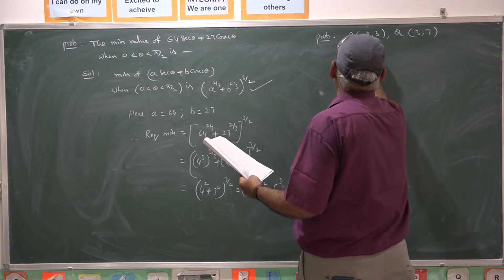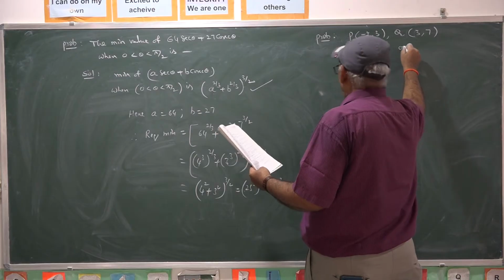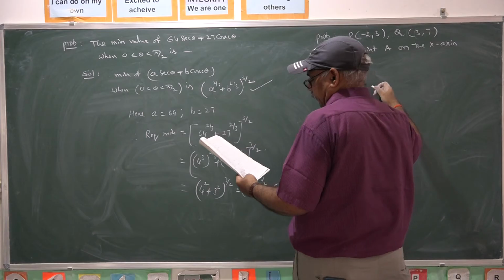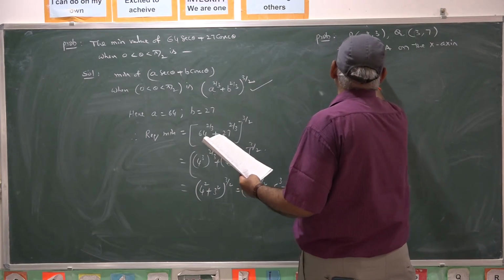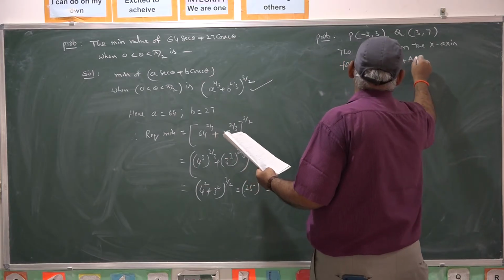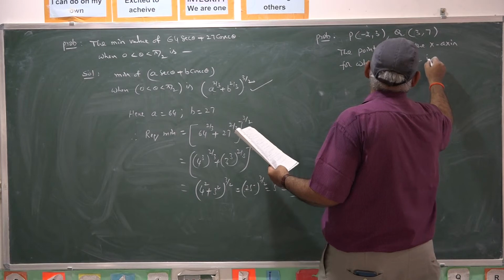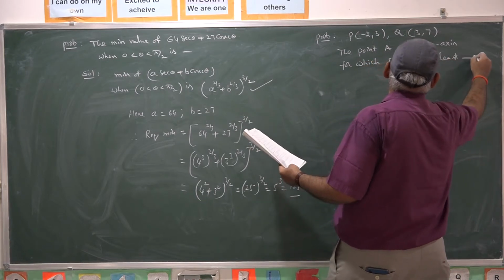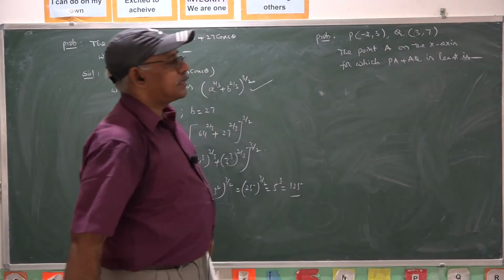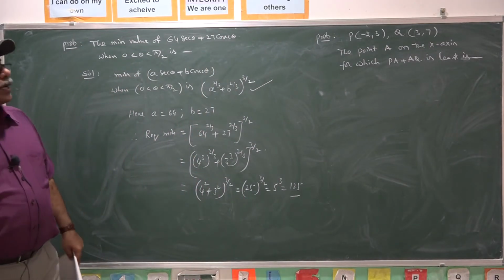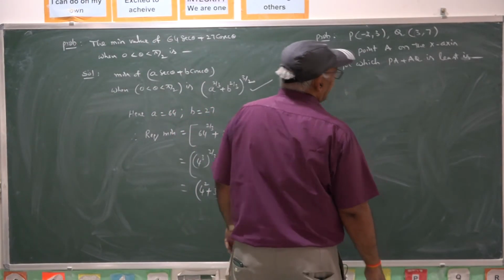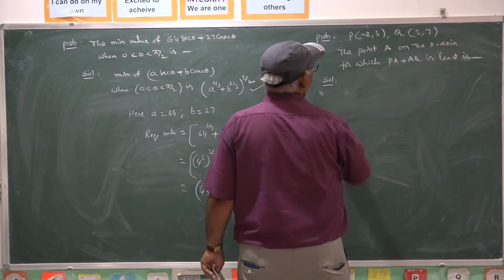The point A on the x-axis for which PA plus AQ is least, is. Now, we have to minimize the sum of the distances PA and AQ. Okay.